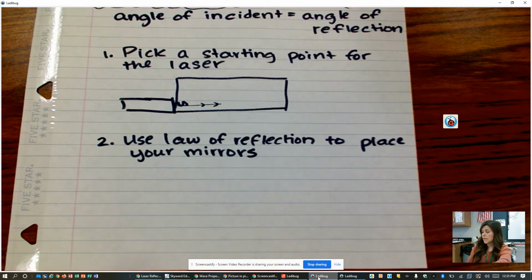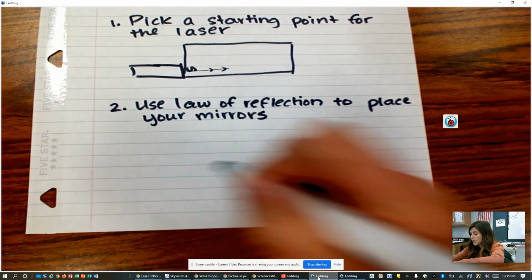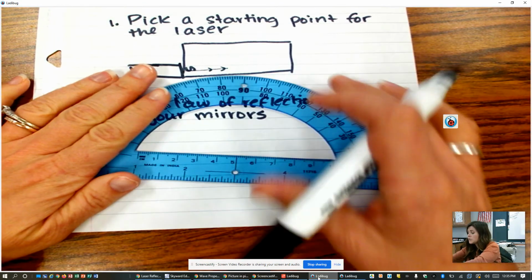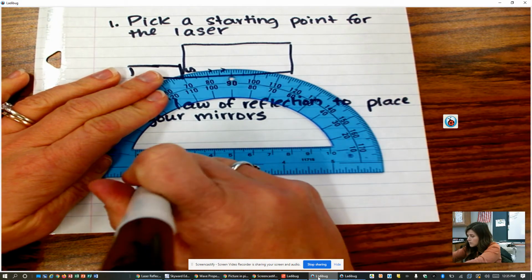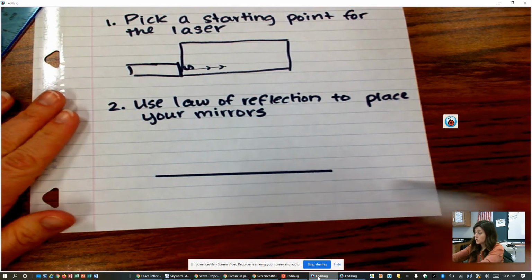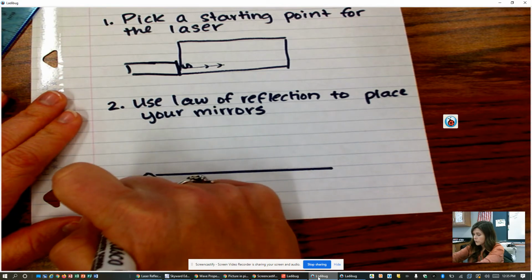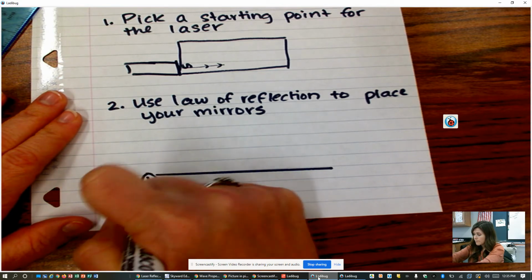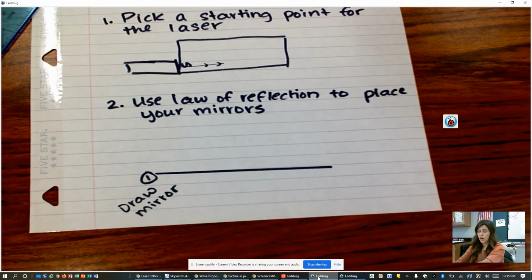So the first thing we have to do is draw the mirror. Okay, so that's what I'm going to do. I'm going to draw a mirror and I'm going to use the straight edge. For now, I'm going to use a protractor. If you don't have a protractor with you right now, that's okay, but use a straight edge. So this right here is step one. Draw mirror.